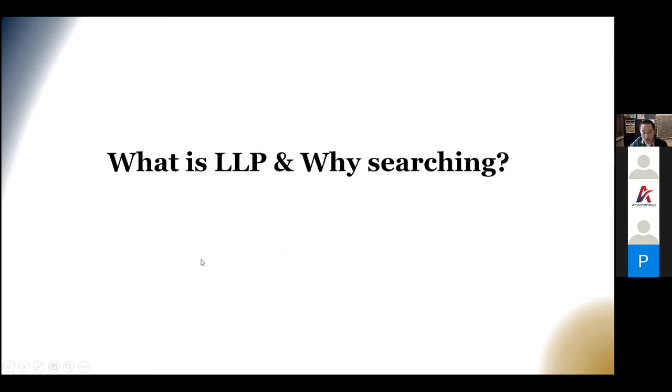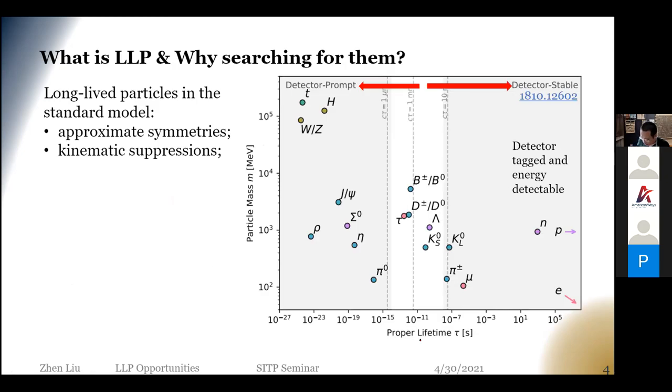The basic question: what is a long-lived particle and why search for them? On the right panel, here's the typical lifetime of standard model particles versus their mass. Of course, they didn't draw the photon and the neutrinos here, but their lifetimes are extremely long, and the photon is stable from our expectation. But long-lived particles really do exist in the standard model, like protons and neutrons. They are rather long-lived. And there's also a bunch of composite particles in the standard model that are long-lived. But for our searches for new physics, we often rely on the detection of the stable particles to reconstruct the intermediate unstable particles and discover new physics.